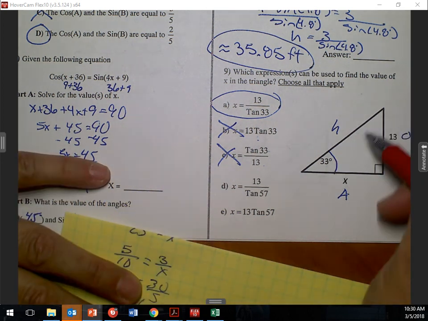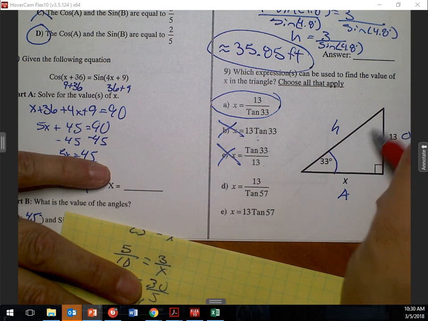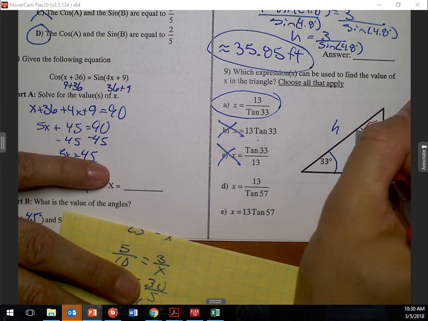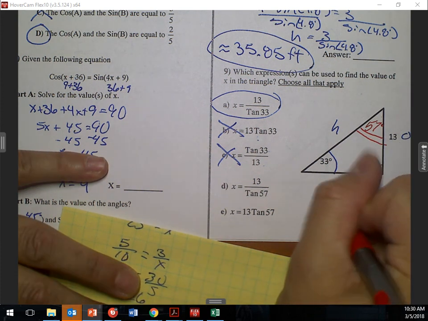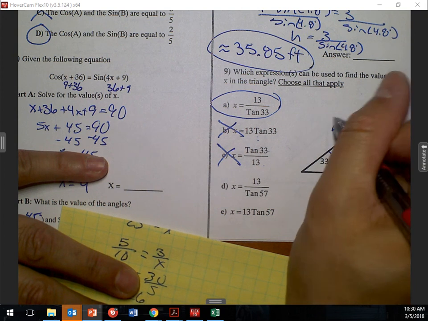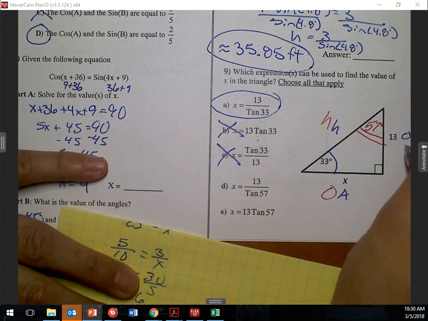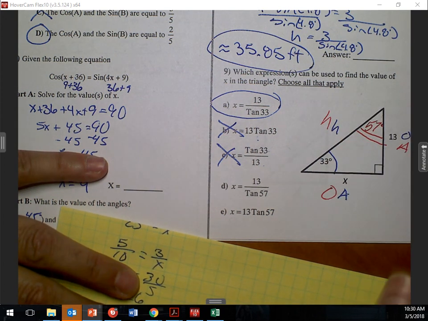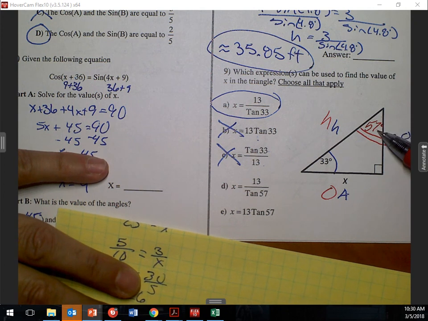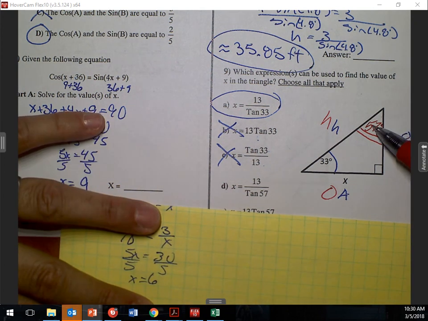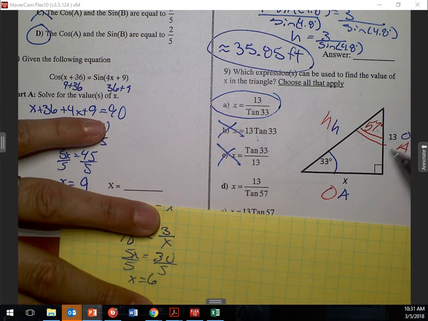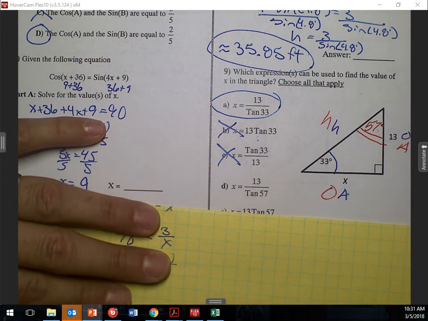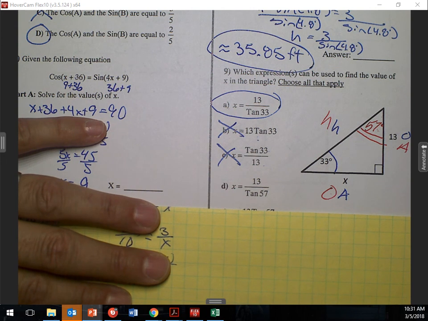These two angles together have to add up to 90, don't they? Yeah. So this side over here is going to be 57. Now, if this is 57, this side over here is now going to be the opposite. This side is still my hypotenuse, and this is my adjacent. So from the 57, what am I working with? Opposite and adjacent. So what's my ratio? Tangent. That's what I'm looking for.